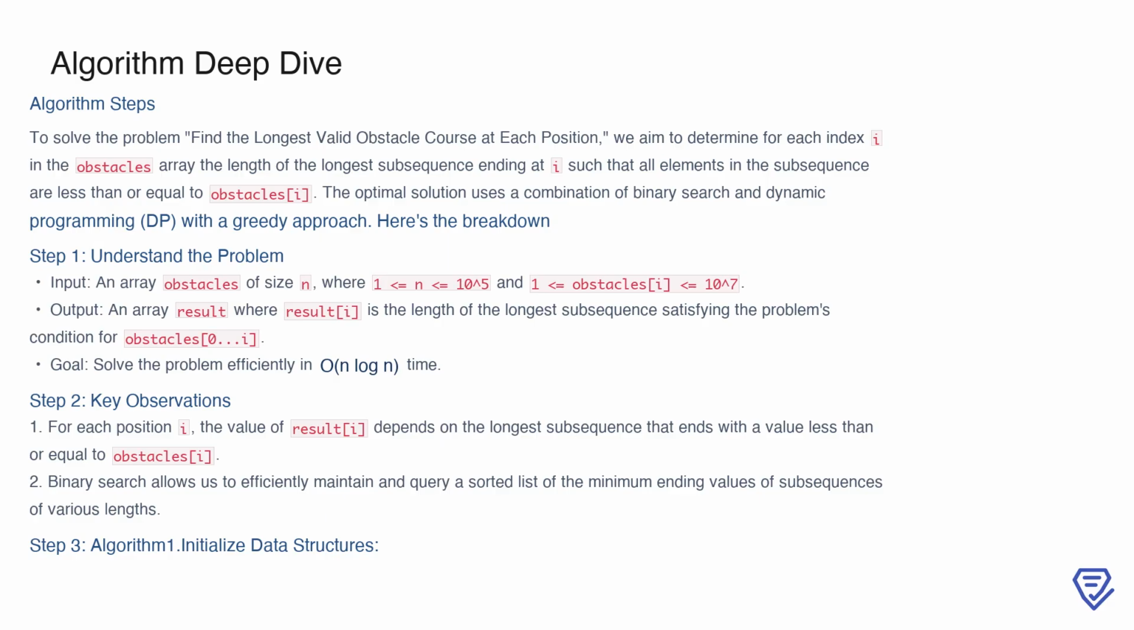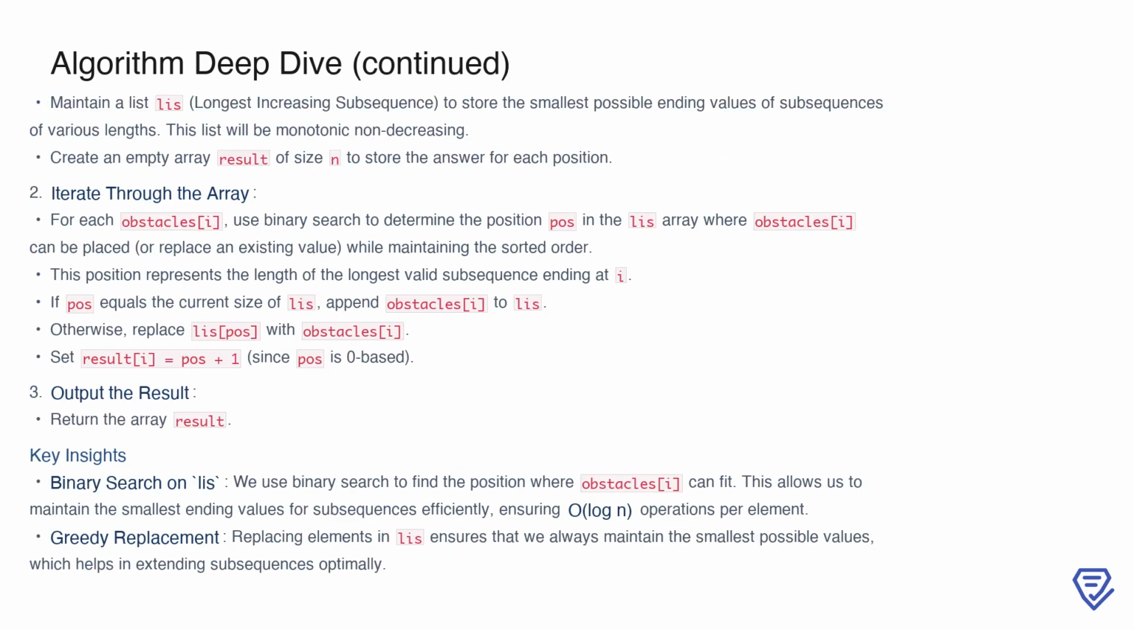This insight enables us to dynamically build the solution as we iterate through the array. Now, let's dive into the algorithm. We start by initializing two structures. First, a list called least that will store the smallest possible ending values of subsequences of various lengths. This list remains sorted and non-decreasing, enabling efficient binary search. Second, an array called result, of the same size as the input, which will store the output for each position.